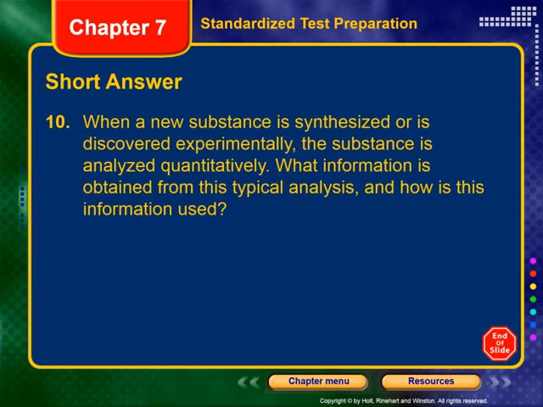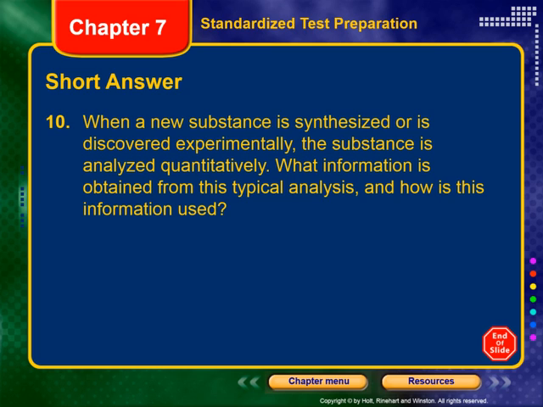Let's try a short answer. When a new substance is synthesized or is discovered experimentally, the substance is analyzed quantitatively. What information is obtained from this typical analysis, and how is this information used?